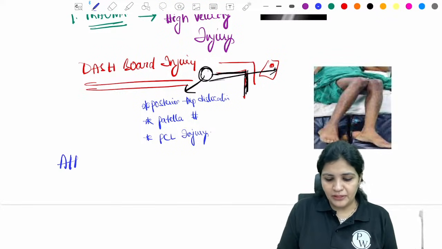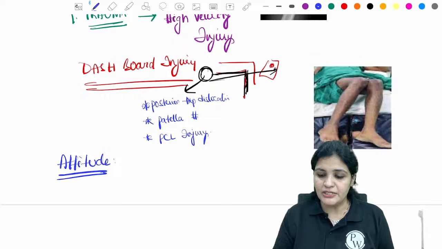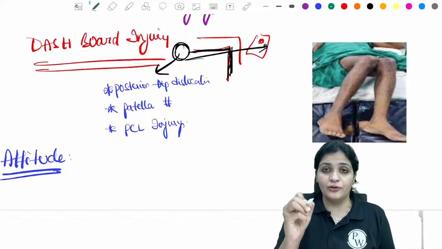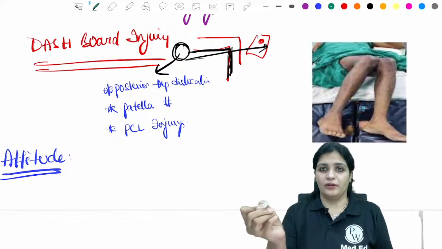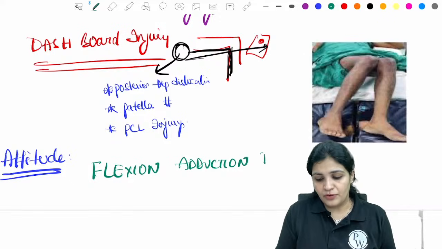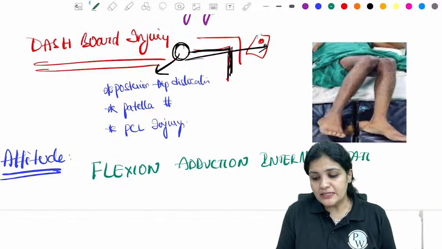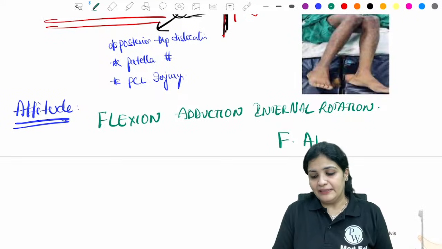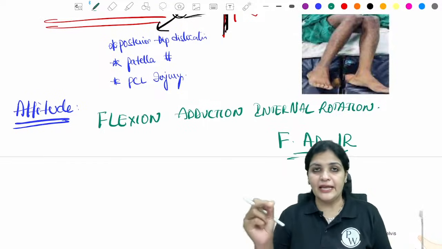And once you come to the ER, the most important thing in the posterior hip dislocation is the attitude of the limb. In the fracture neck, the attitude was external rotation and shortening, right? Here the attitude is flexion, adduction, and internal rotation. So this is the attitude of the limb. Very, very clear. This is called FAIR. Flexion, adduction, and internal rotation.